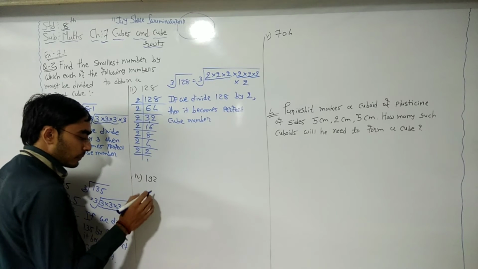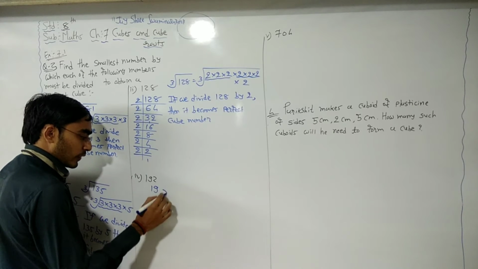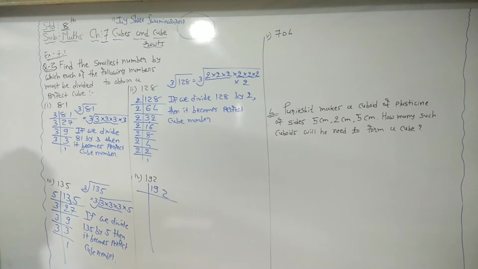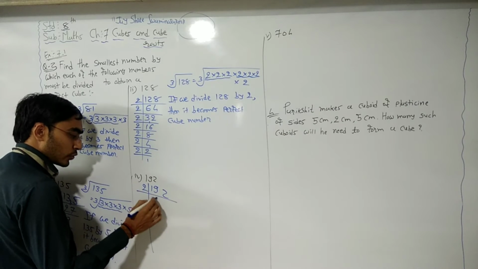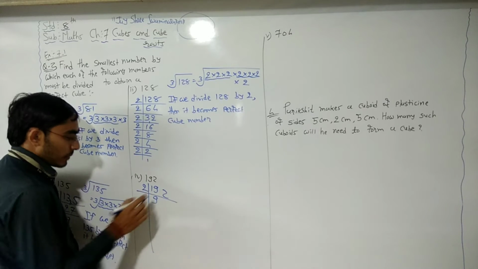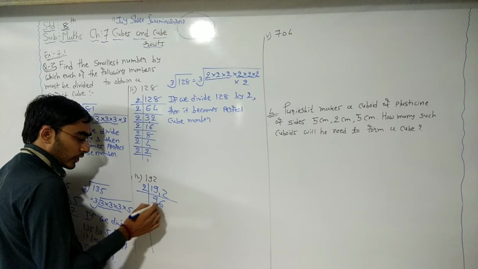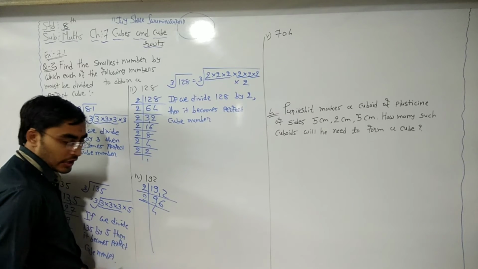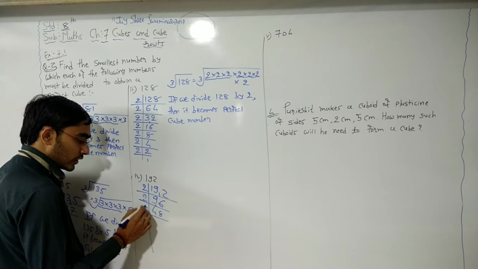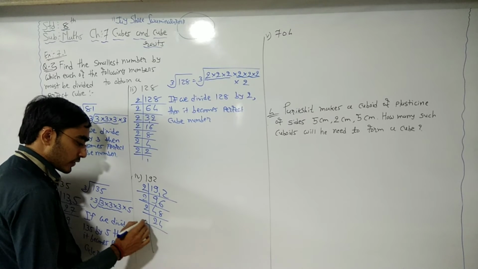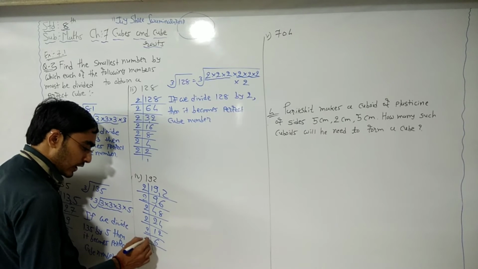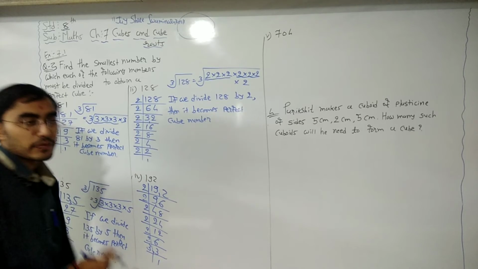Again we need to use the prime factorization method. So 192. Now this is an even number, so we can take 2. 2 9s are 18, 1 remainder, 12. So 2 6s are 12. Again 2 4s are 8, 1 remainder, it becomes 16. 2 8s are 16. Now 2 2s are 4, 2 4s are 8. 2 1s are 2, 2 2s are 4, and for 12, 2 6s are 12, 2 3s are 6, and 3 1s are 3.